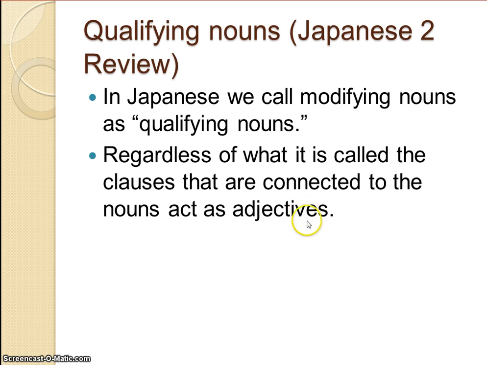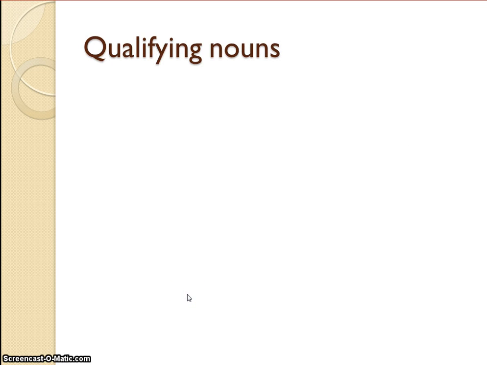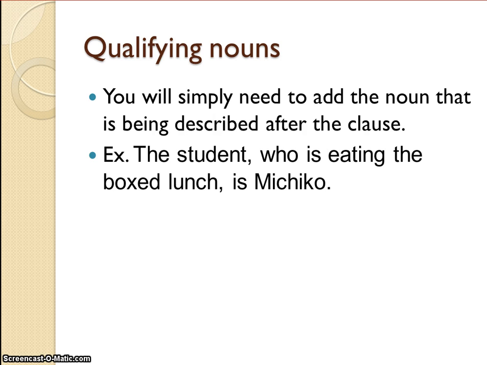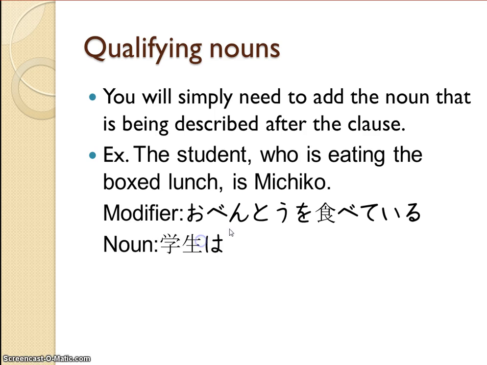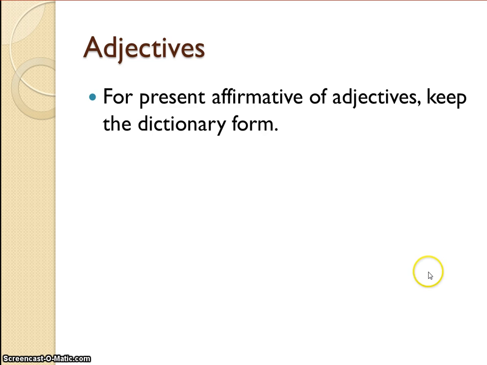I know you guys have an idea of what this is already, but I'm just going to go through it very quickly. Regardless of what it's called, the clauses that are connected to the nouns act as adjectives, and that's how you qualify a noun. Just keep in mind that they do go before the actual noun. So the student who's eating the box lunch is Michiko. We're modifying the student, so it'll be お弁当を食べている学生はみちこさんです.